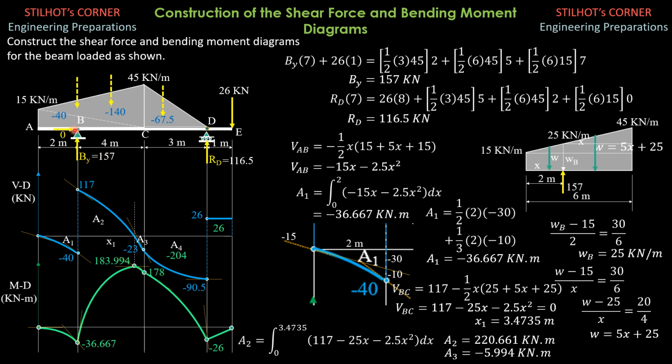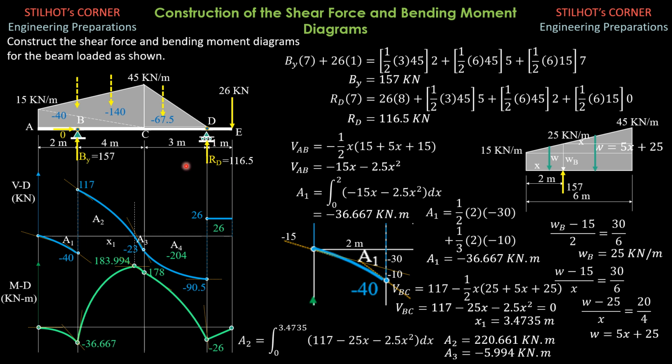So summation of moments about B equals 0, counterclockwise positive this time. So it is RD times 7 equals 26 times 8 plus 1/2 of 3 times 45 times quantity 1 plus 4, so 5, plus 1/2 of 6 times 45, that is 2 meters times 2, plus 1/2 of 6 times 15, it passes through B, so 0. Solving for RD is 116.5 kilonewtons. So it is also balanced by summing up forces vertical.